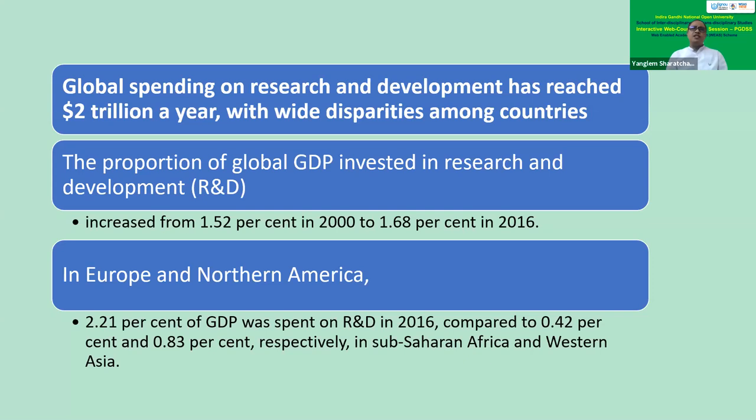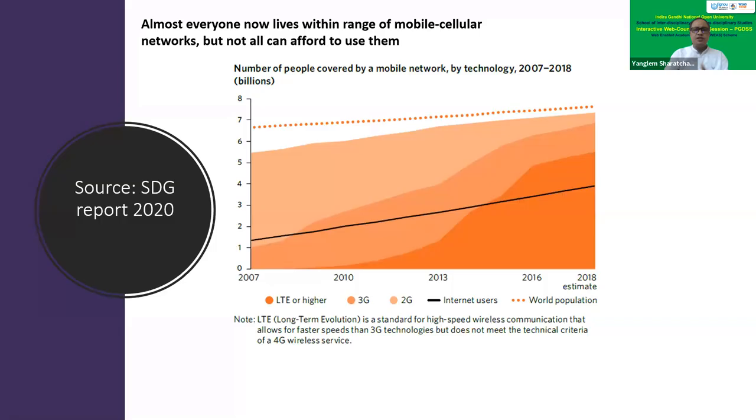So if you look into global spending on research and development, it reached 2 trillion a year, with wide disparities among countries. We know that. If you look at the proportion of GDP in the global context, the world average increased from 1.52% in 2000 to 1.68% in 2016. In Europe and America, 2.21% of GDP was spent in 2016, and in Africa and Western Asia it is lower.